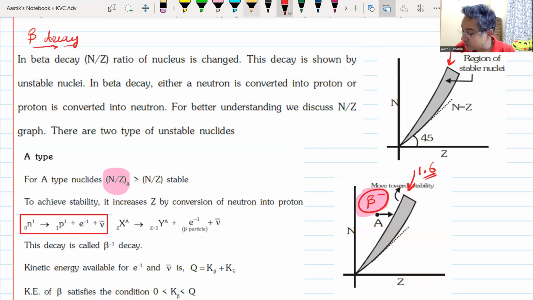Here a neutron breaks up into a proton. It gives an electron and it gives an anti-neutrino. This is your anti-neutrino.